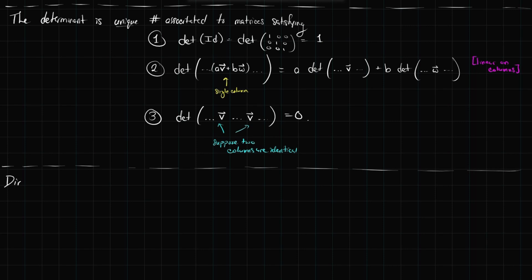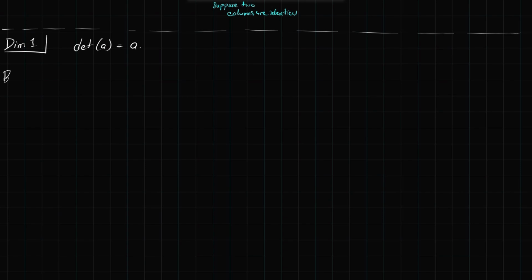Let's see it in dimension one. Dimension one, what is the unique determinant of a matrix with one entry A? It's A. Congratulations, we found it. In dimension two, we've already seen it. The determinant of A, B, C, D is equal to AD minus BC. In any number of other dimensions, it's not too hard to compute.